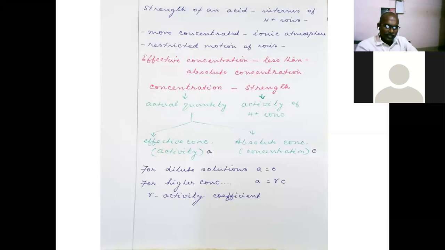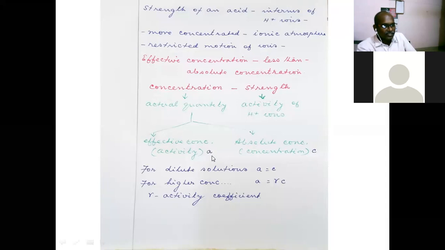Therefore, the actual protons which are active will be very few. So that is why we are introducing a new term called effective concentration. What is the actual concentration? What is the effective concentration? The effective concentration is always less than the absolute concentration because of many factors such as the ionic atmosphere and other things. So concentration is the actual quantity of the acid taken, but strength is the activity of the H plus ions. The concentration can be taken as effective concentration and absolute concentration.